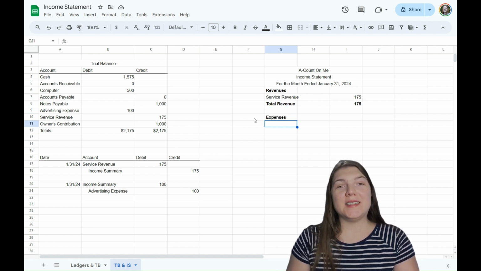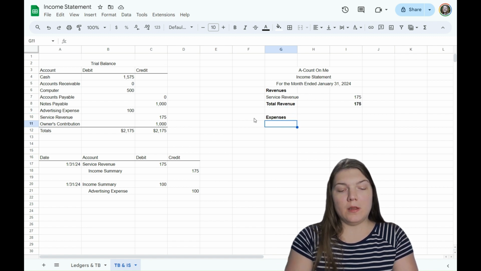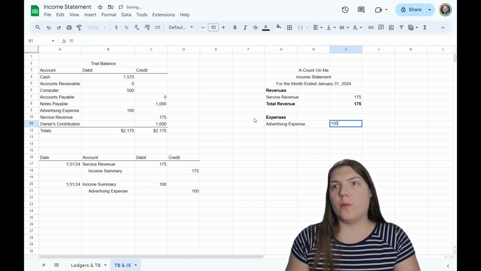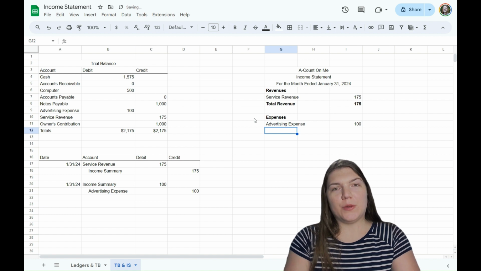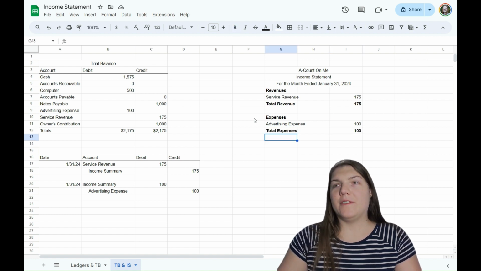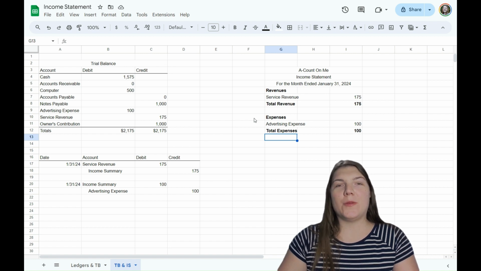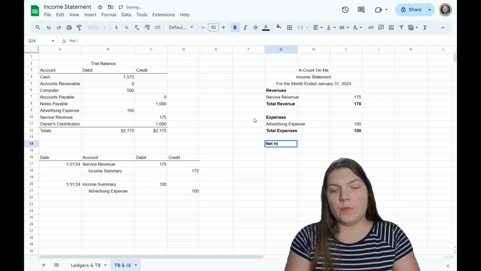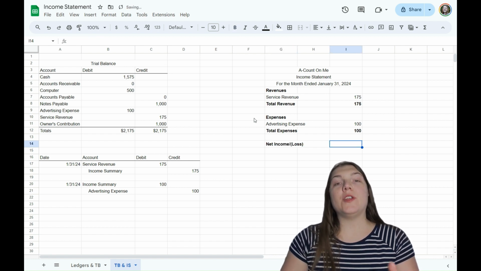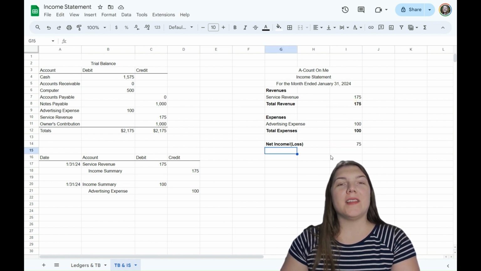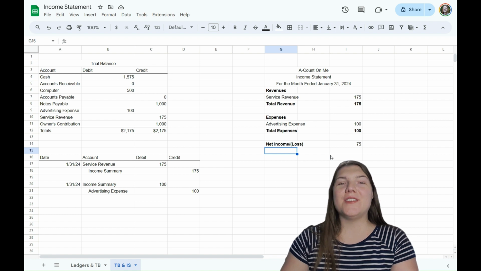And then we list our expenses. In this case, we just have the one, advertising expense of 100. And again, we total it. Advertising expense of $100, total expenses $100. And then we have our net income or loss. And we do revenue minus expenses, as we've been talking about. 175 minus 100 is going to give us a $75 net income.